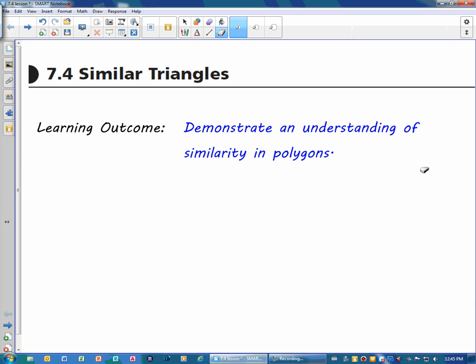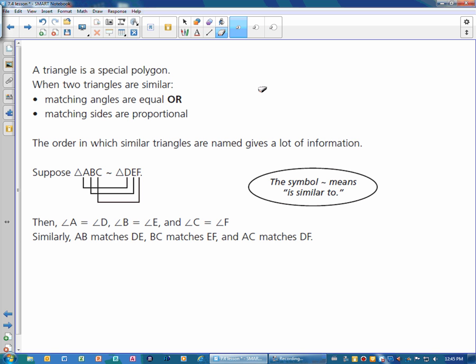Okay, continuing on with chapter 7, we're going to talk about similar triangles in section 7.4. And the learning outcome is the same as the last lesson, to demonstrate an understanding of similarity in polygons. We did similarity in polygons the last section, mostly quadrilaterals, and this one will do triangles. So very similar. Okay, so a triangle is a special polygon, obviously.